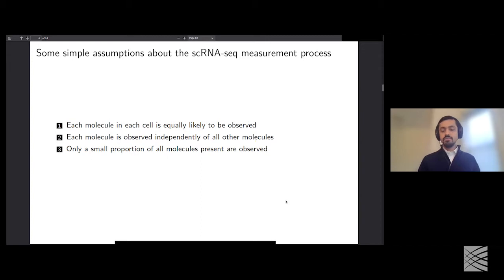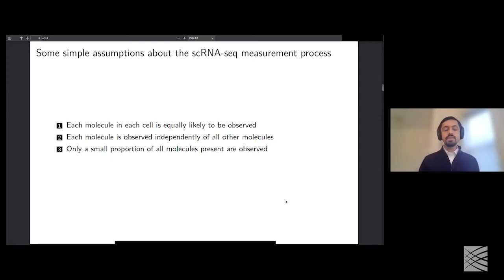And this assumption says that out of all those million molecules that were present in this cell, I'm equally likely to have measured any of them in each round that I'm going to be drawing one molecule to measure. The second assumption is that each molecule is observed or measured independently of all the other molecules. So having observed the first molecule, I go back into the pool, and which molecule I pick up next doesn't depend on any of the molecules that I picked so far or any of the molecules that are left in the pool.